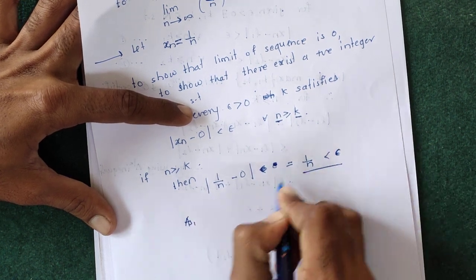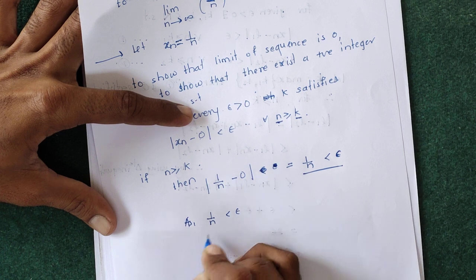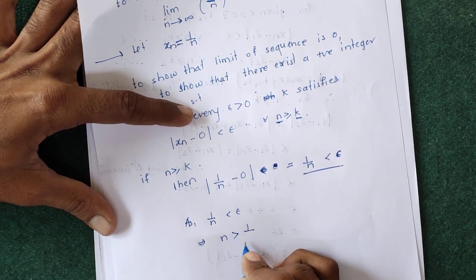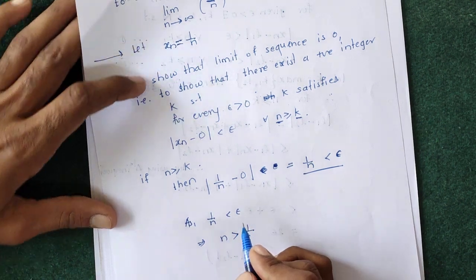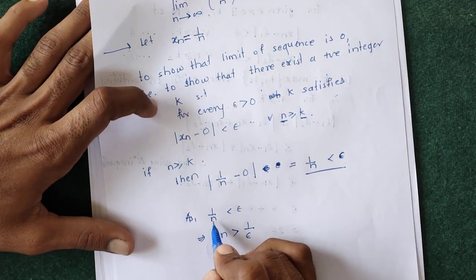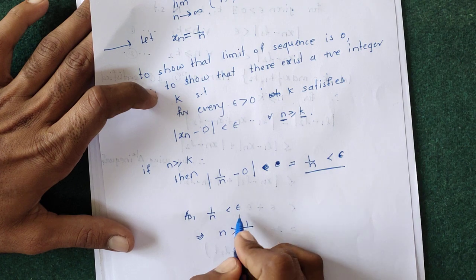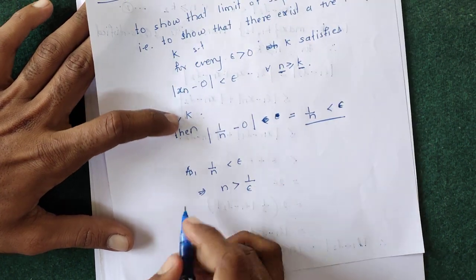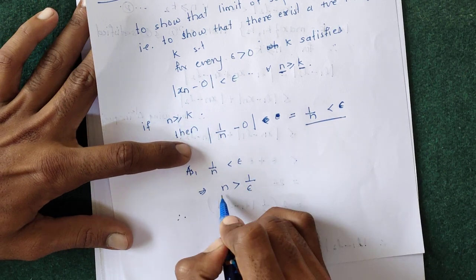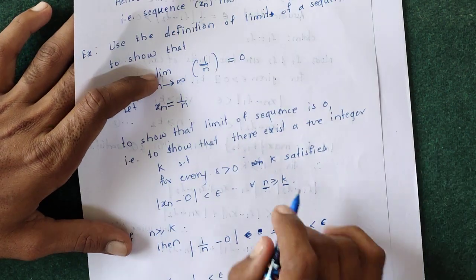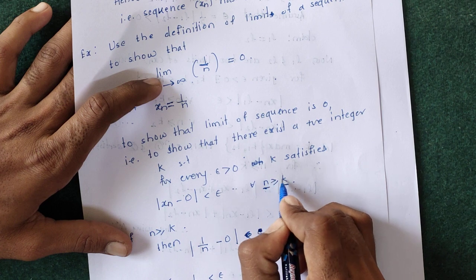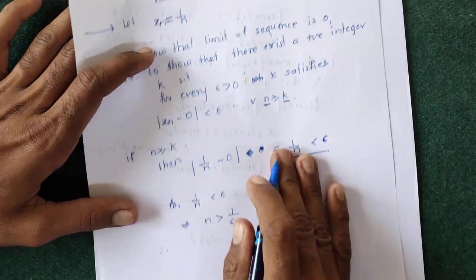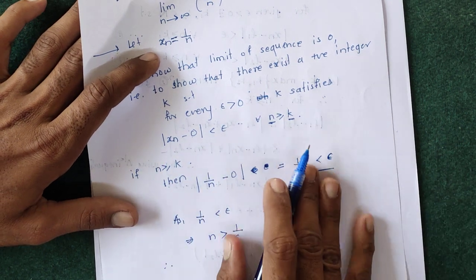As 1 upon n is less than epsilon, we can rearrange this: n is greater than 1 upon epsilon. Just rearranging this, multiplying both sides by n and dividing both sides by epsilon, we get n greater than 1 upon epsilon. Now we have to find the number such that n is greater than or equal to k. If we choose k equal to 1 upon epsilon, then our inequality is satisfied.